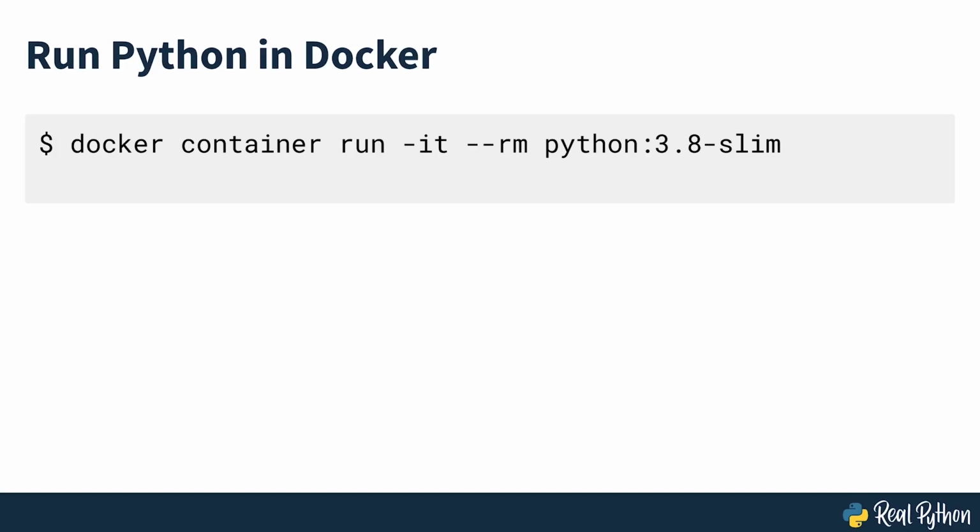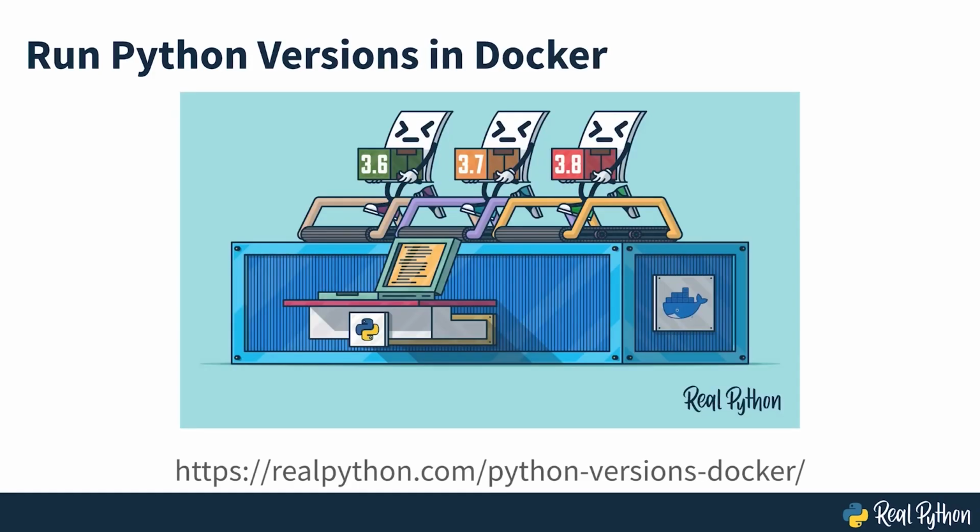If you don't already have Python 3.8 installed but you do have Docker available, a quick way to start working with Python 3.8 is to run one of the official Docker images using the code seen on screen. This will download and run the latest stable release version of Python 3.8. For more information, see Run Python versions in Docker, how to try the latest Python release.